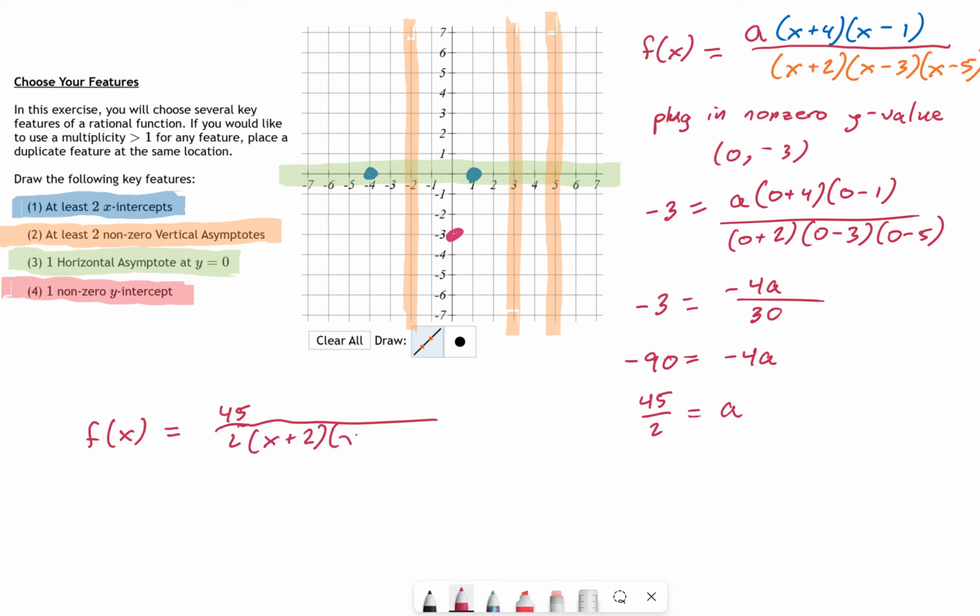x plus 2, x minus 3, x minus 5. On top we have x plus 4 and then x minus 1.